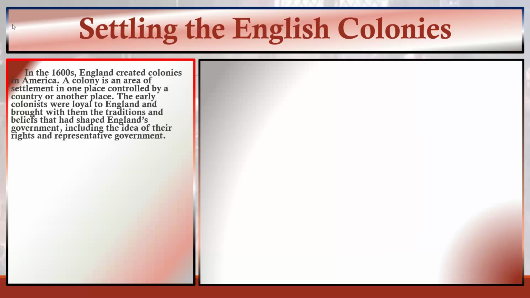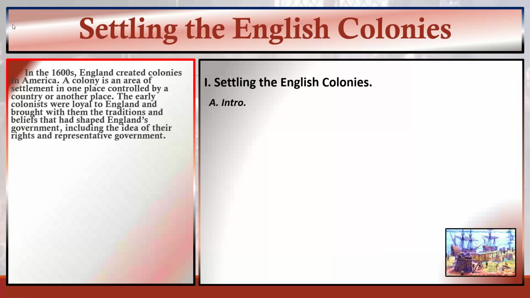So how did I summarize this paragraph? Let's break it down. Well, first of all, this is topic 1, settling the English colonies. I don't have a subtopic here, so I'm going to call this subtopic intro. What's important in this paragraph? Looking through it: 1600s, England creates colonies. A settlement is one place controlled by another. Loyal to England, bring traditions and beliefs, including rights and representative government.